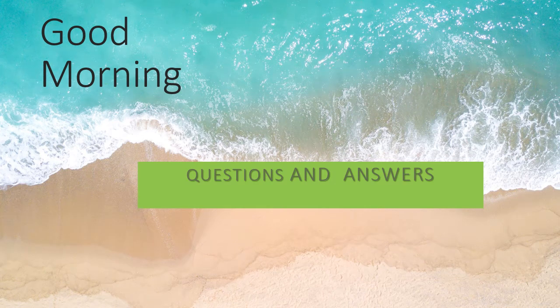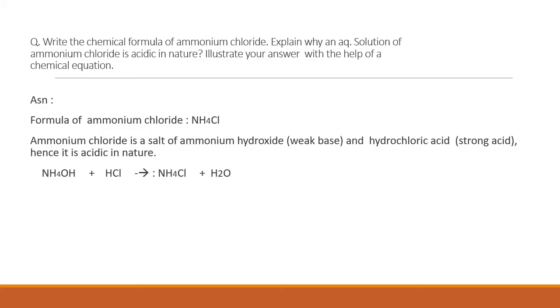Hello, good morning, children. Today I am going to clear your doubts and then I will discuss the in-text questions of chapter 2, that is Acids, Bases and Salts. Now, the first question is: write the chemical formula of ammonium chloride. Explain why an aqueous solution of ammonium chloride is acidic in nature. Illustrate your answer with the help of a chemical equation.